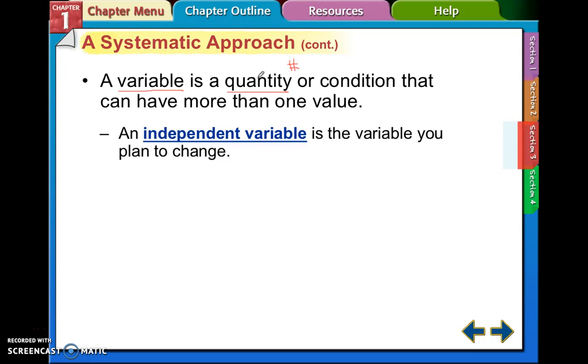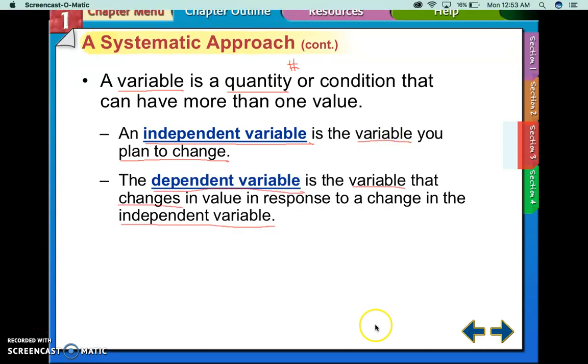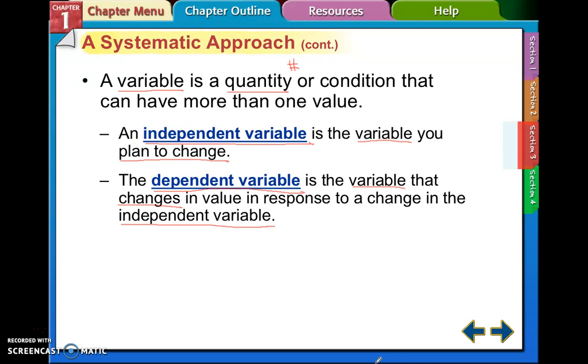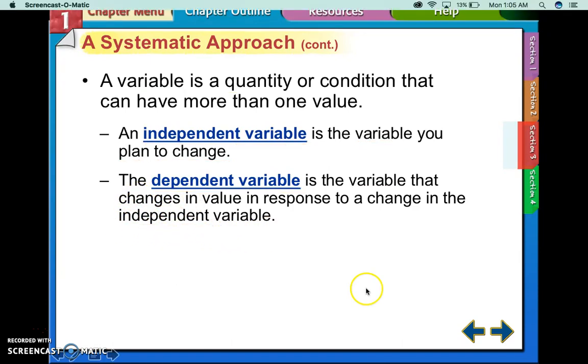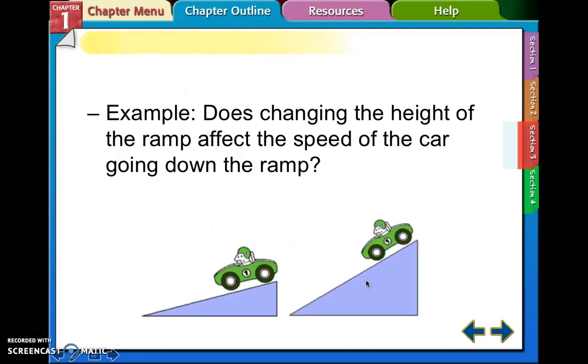So you have two different types of variables. You have an independent variable, and it is the variable you plan to change. So this is the one thing that you want to change. Then we have the dependent variable. The dependent variable is the variable that changes because of the independent variable. So here's an example. Does changing the height of the ramp affect the speed of the car going down the ramp? So we want to figure out what is the independent variable, the thing that you can change, and the dependent variable that changes because of what you changed.